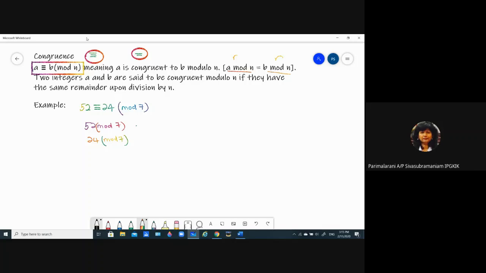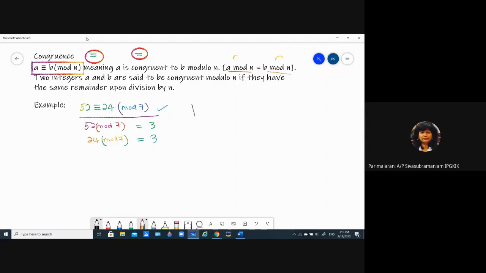So what is 52 mod 7? 52 divided by 7, what is the remainder? 3. 24 mod 7? 3. Yes. So both the remainders are the same. Therefore, this is true. So we can write it like this: 52 is congruent to 24 mod 7. From here, we can say that 52, when you divide by 7, you get the same remainder as when 24 is divided by 7.